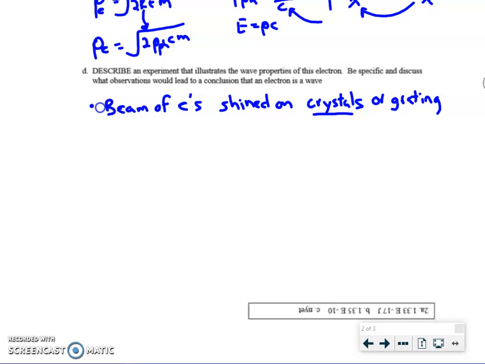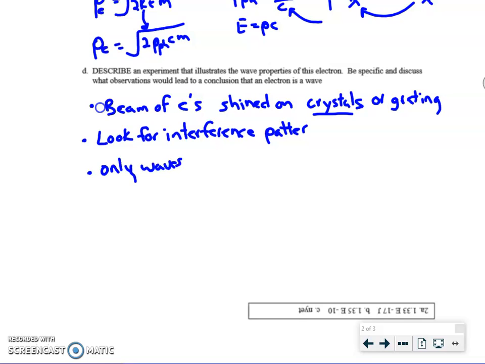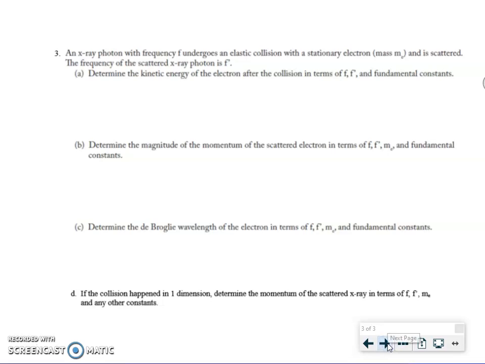And then you look, ultimately, why are we doing that? We're looking for interference. That's the classic way of saying if something is a wave or not, and that's, again, due to diffraction. Then you just finish up the statement: only waves can interfere with each other, and that's how you prove that electrons have wave-like properties. This was the Davisson and Germer experiment. That's pretty important. Let's move on to the last one.